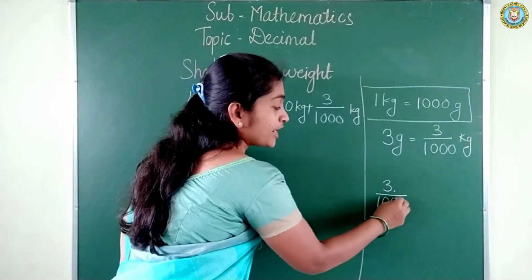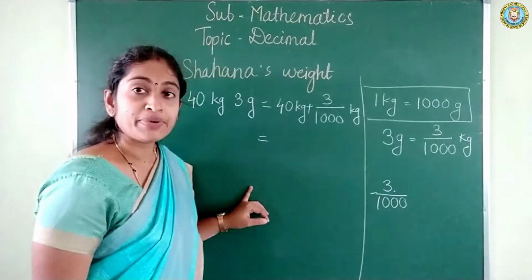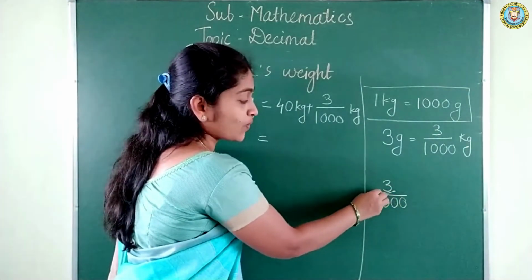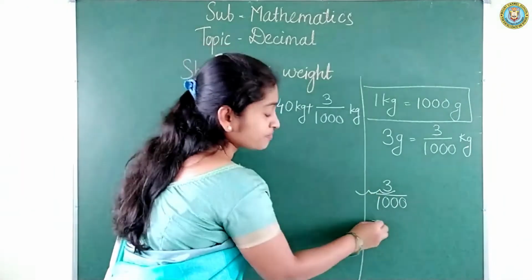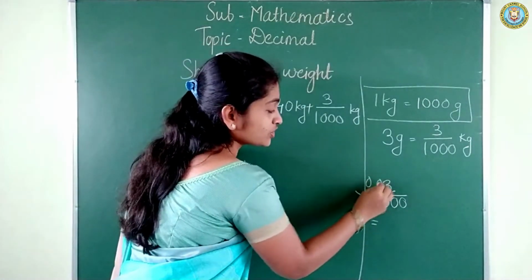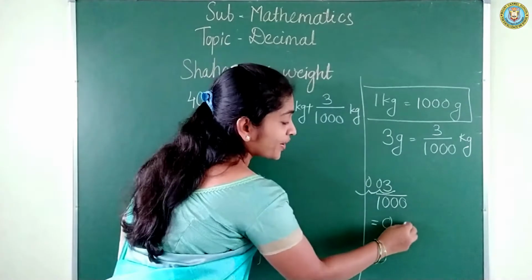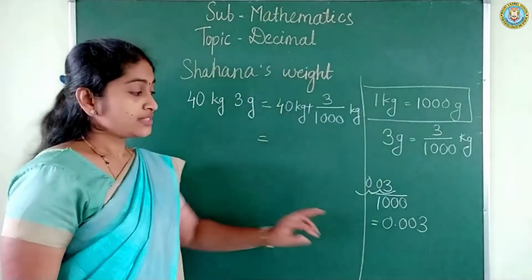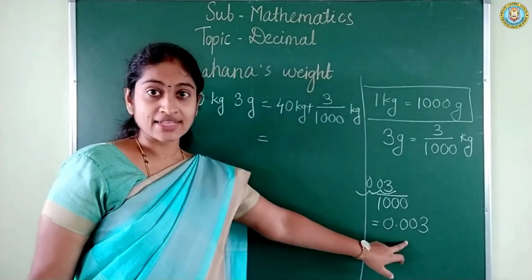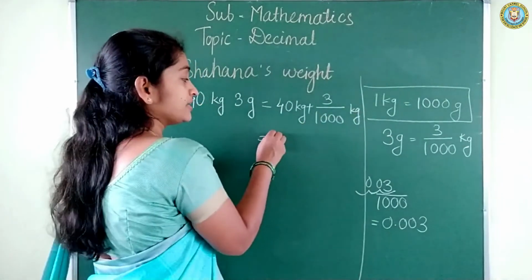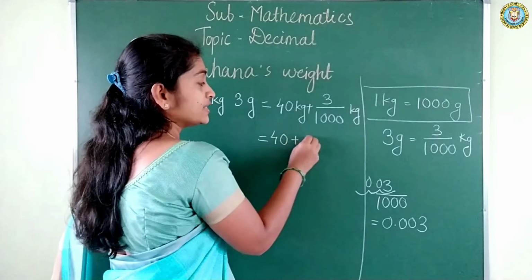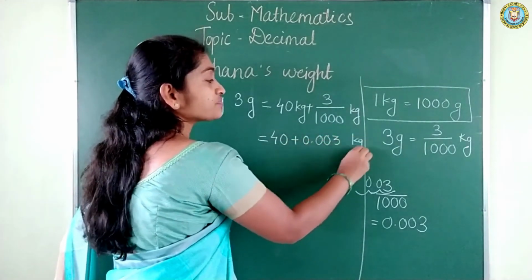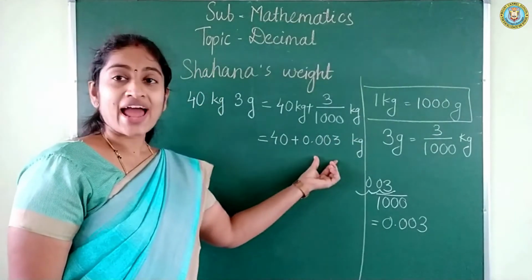Now when we divide by 1000, what happens? This point jumps 3 steps. 1, 2 and 3. Means what? Here 0 0 should be there. So 0.003. Yes, this is our answer, and this answer we have to write here. Now 40 plus 0.003 kg. Here we can add very easily.